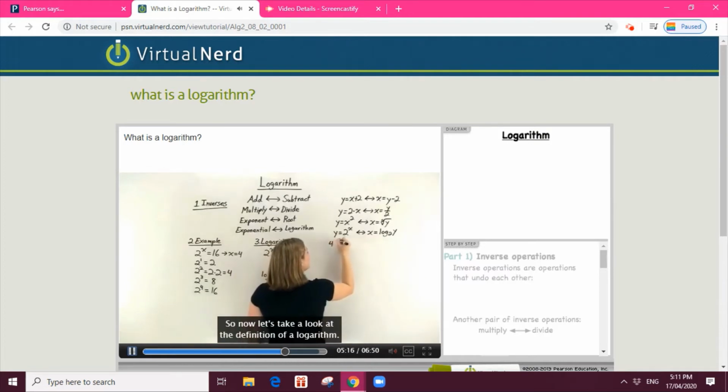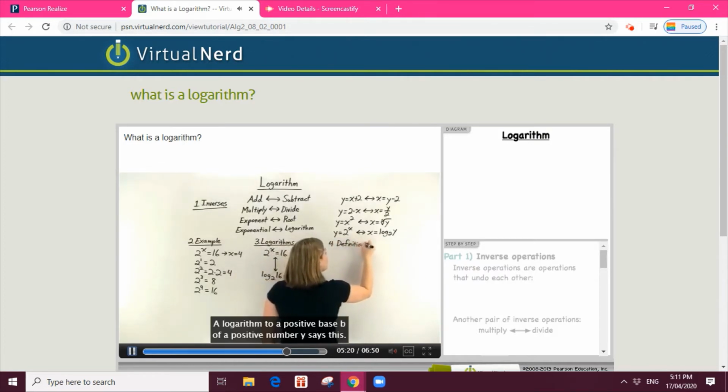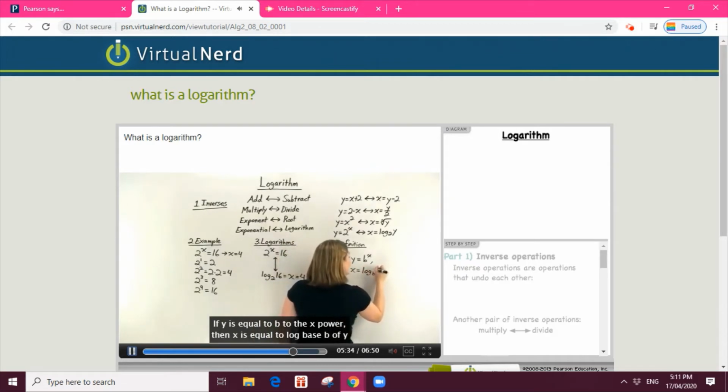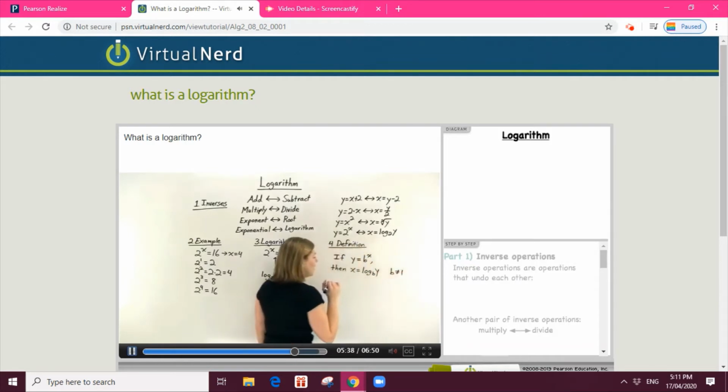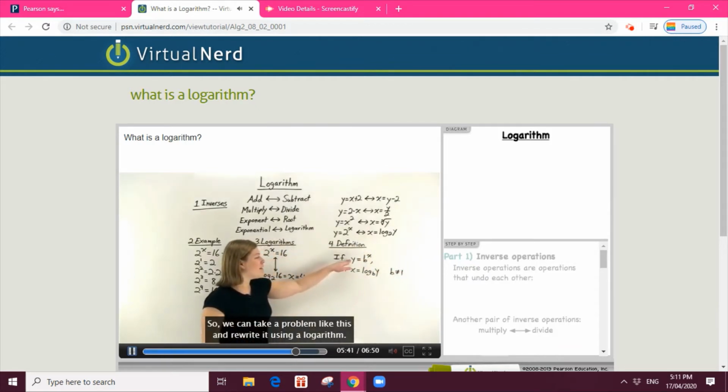So now let's take a look at the definition of a logarithm. A logarithm to a positive base b of a positive number y says this: if y is equal to b to the x power, then x is equal to log base b of y, as long as b is not equal to 1. So we can take a problem like this and rewrite it using a logarithm.